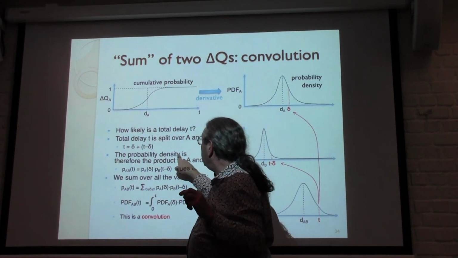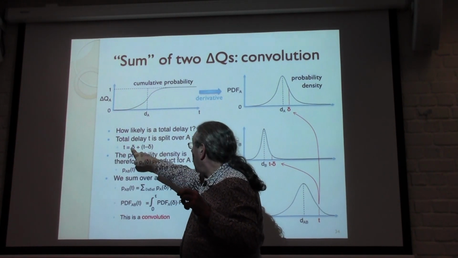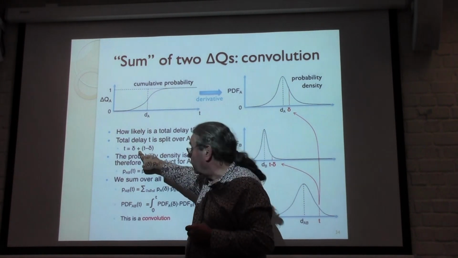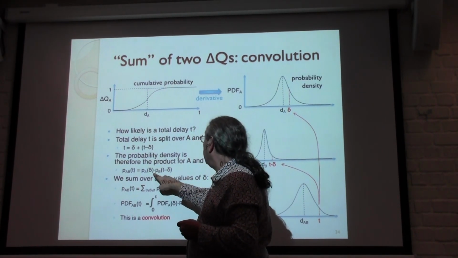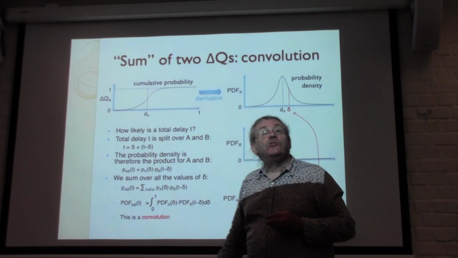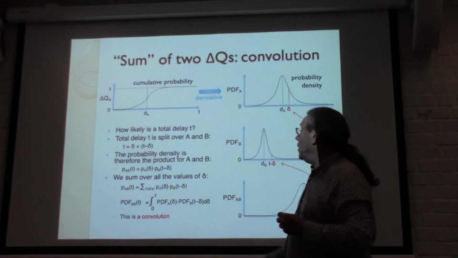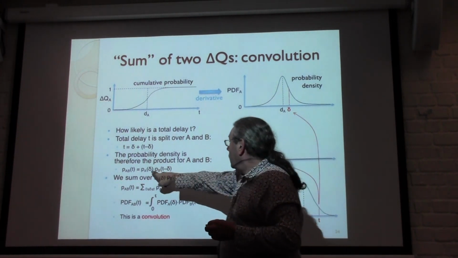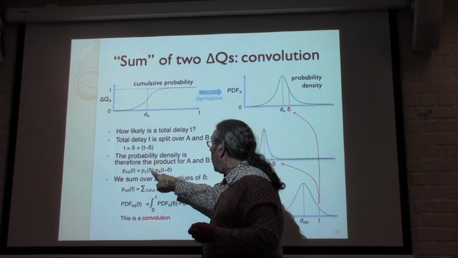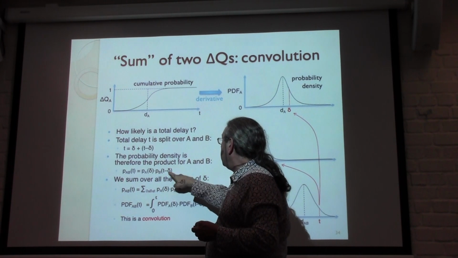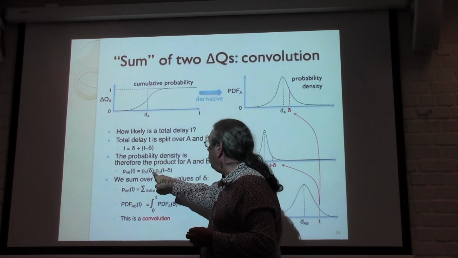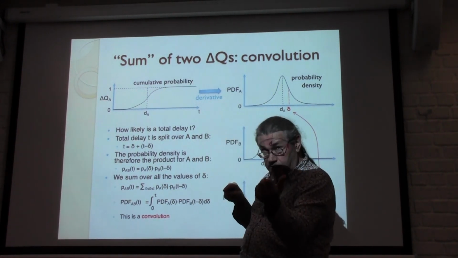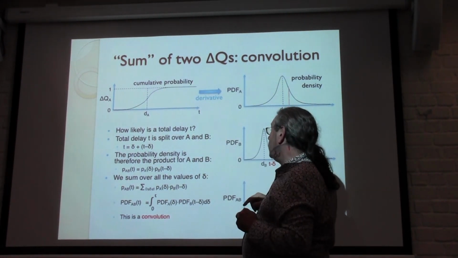And therefore the probability density has to have this one and this one. It's an and. And since they're independent, the and is a multiplication. That's probability theory. Yeah? So the density here is the density for A of delta times B of T minus delta. It's the multiplication because it's an and. It has to be delta and T minus delta.